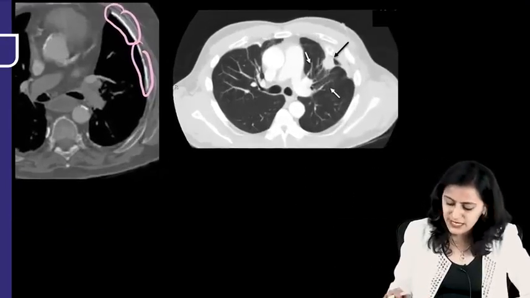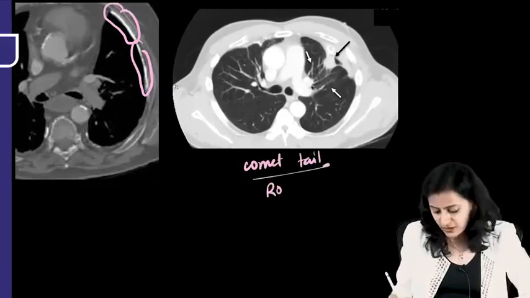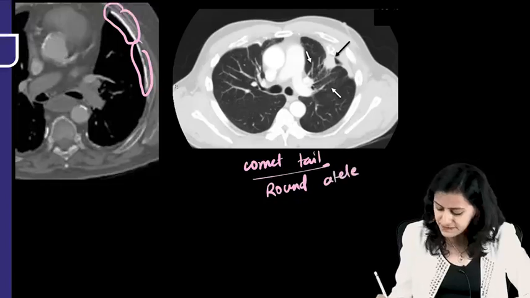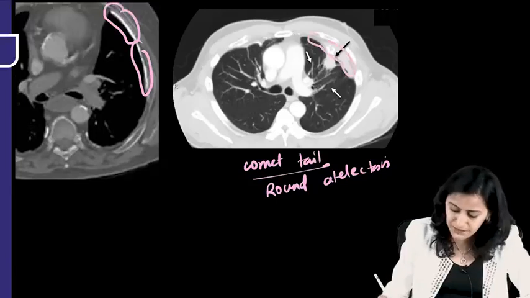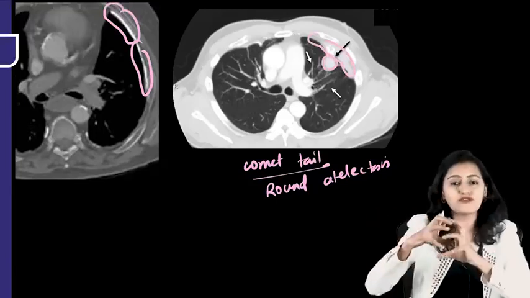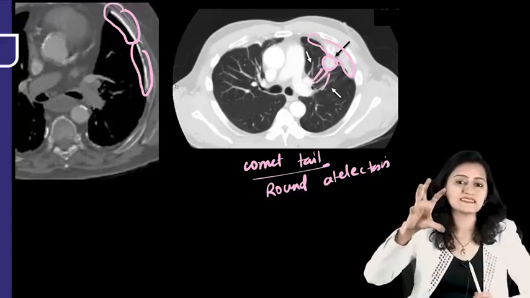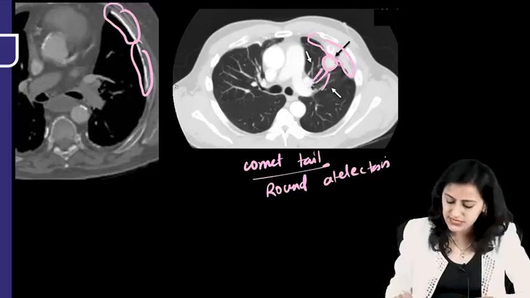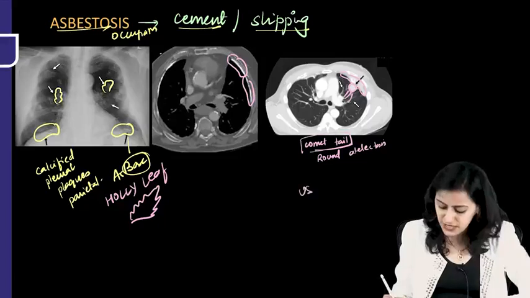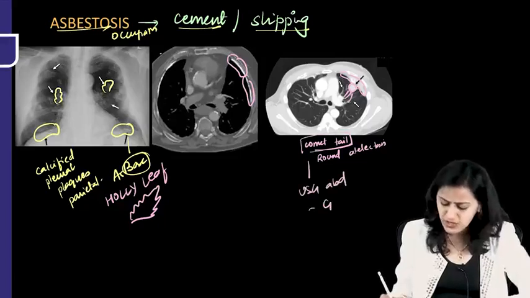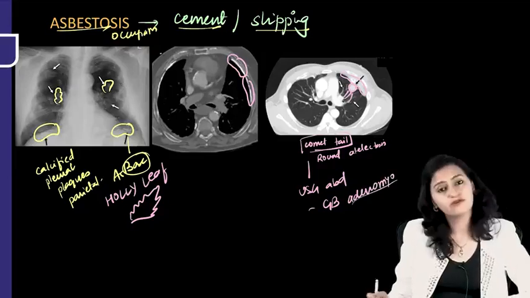And the other sign that we can see here is the comet tail sign, which is seen because of round atelectasis. So what happens adjacent to this pleural plaque? The lung gets infolded, forming a round atelectasis. The atelectatic collapse pulls the vessels towards itself. So that gives the comet tail sign. Remember the comet tail sign on ultrasound abdomen? We saw it in gallbladder adenomyomatosis, the cholesterosis of gallbladder.